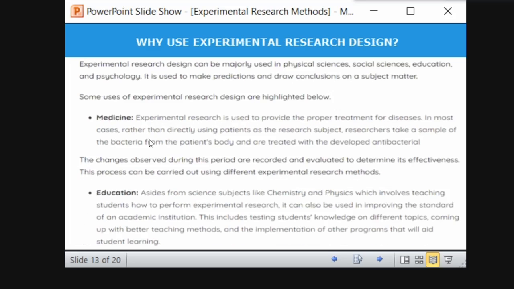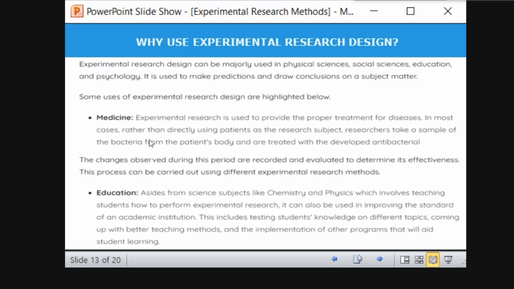So why use this experimental research design? It can be majorly used, as I told, in physical sciences, social sciences and education, as well as in psychology. Some of the uses of this design are highlighted below in different disciplines. In medicine, experimental research is used to provide proper treatment for diseases.